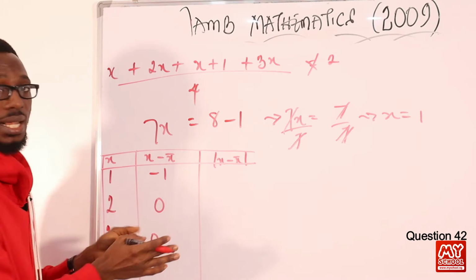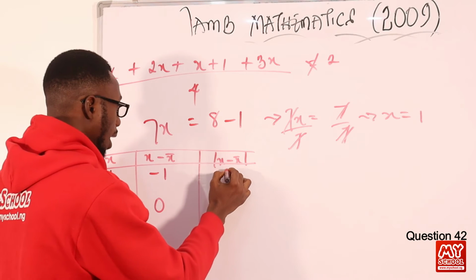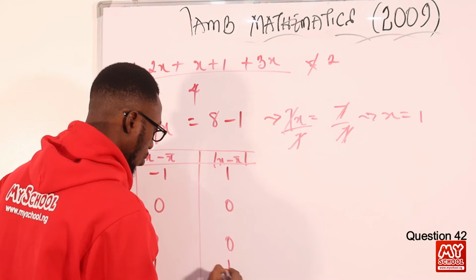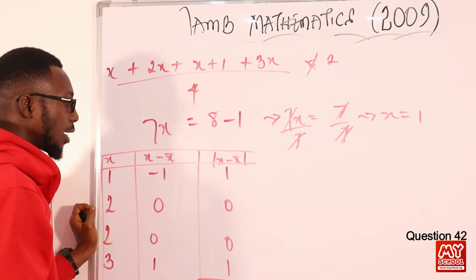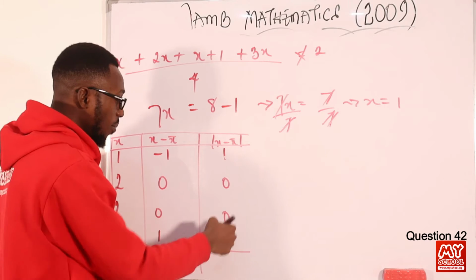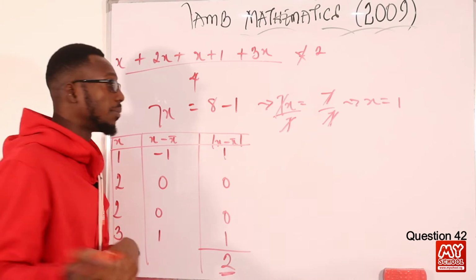So just eliminate the negative sign. I can just bring it down here. I can have my 1, 0, 0, then 1. So if I add up all of this, then I should have 1 plus 0, that is 1, plus 0, that is still 1, plus 1, that is 2.